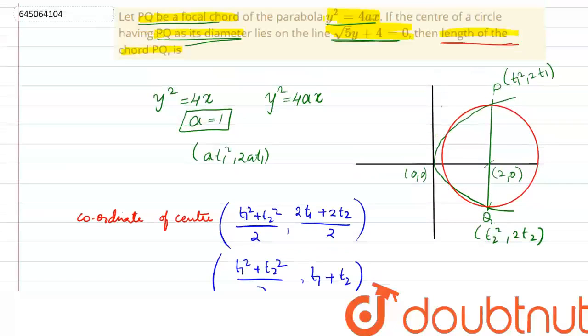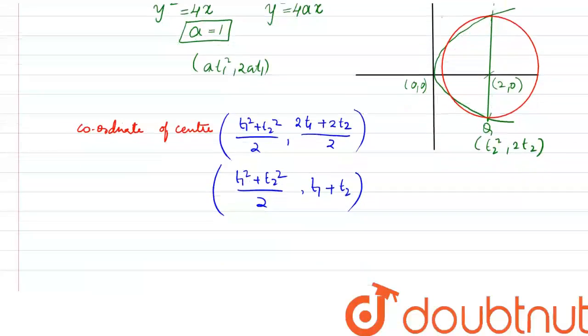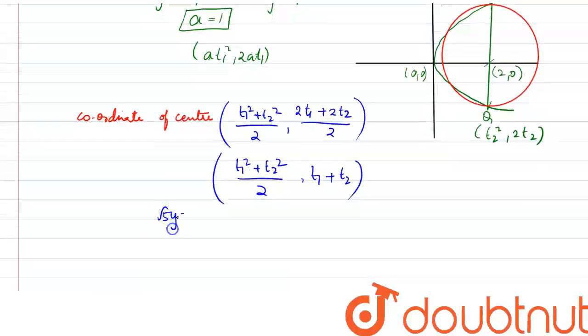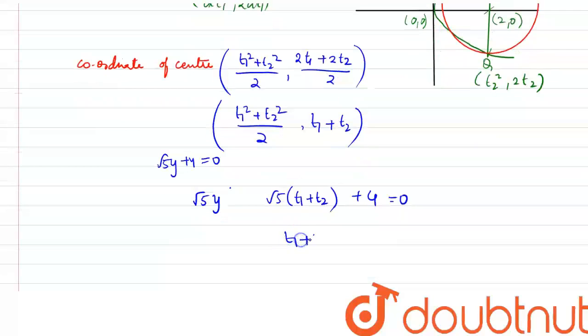What are we given? We are given that the center of the circle satisfies the equation root 5y plus 4 equal to 0. If we substitute, what is our y? y is t1 plus t2. So in y's place we substitute t1 plus t2, and we get root 5 into t1 plus t2 plus 4 is equal to 0. What does that imply? That implies t1 plus t2 is equal to minus 4 by root 5. This is our t1 plus t2.